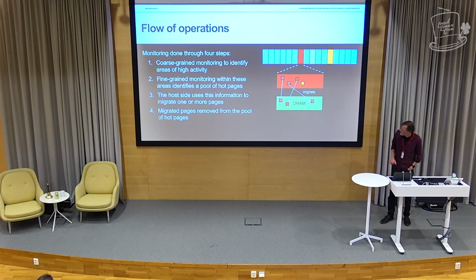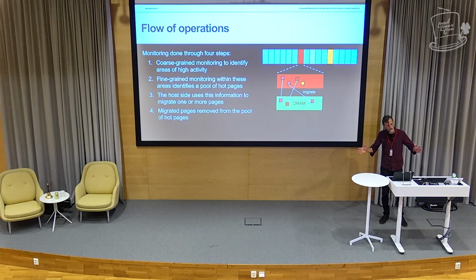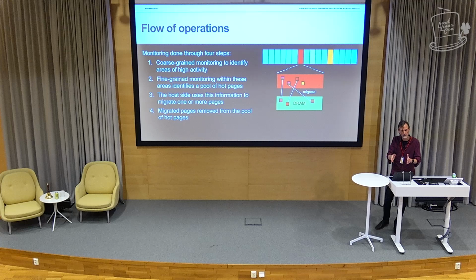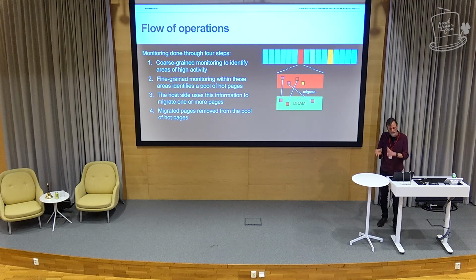The current proposal by CMS envisions the monitoring happening in steps. First you monitor at a coarse granularity and find the regions where there's a lot of activity. Then you drill down on that particular region and do a page-based, finer-grained monitoring of that specific region. So those are the first two phases: first, locate a hot region, then locate hot pages within that region. Then communicate the hot pages to the host side.